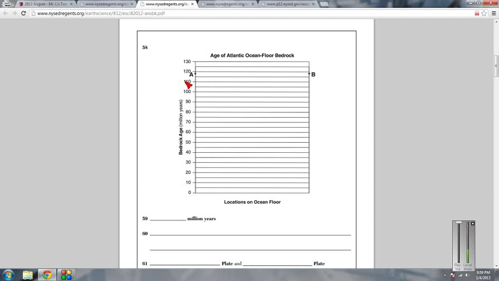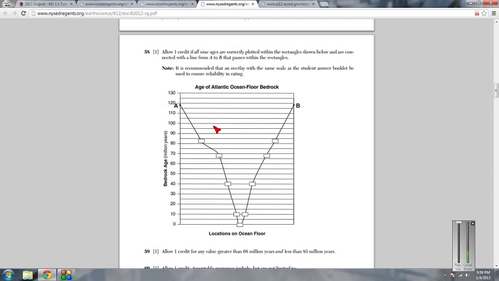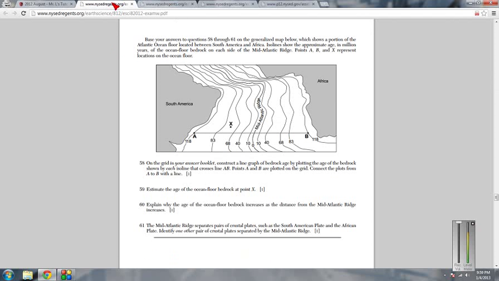So let's go to the booklet. Okay, allow one credit for any answer greater than 68 million years old and less than 83. So if you had 69, fine. You said 82, fine. Anything between these two points is completely fine. If you say 68, wrong. 83, wrong. And remember, it falls in between 68 and 83 million years old. Anything in between is correct. Anything outside of those numbers is incorrect.